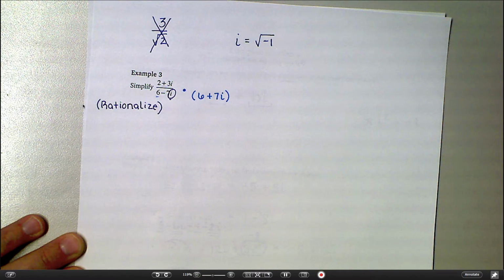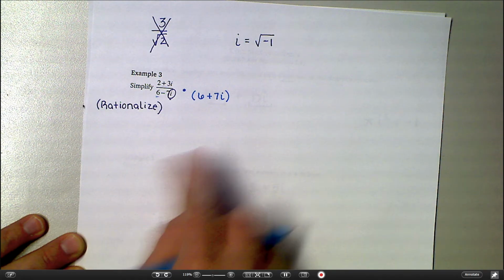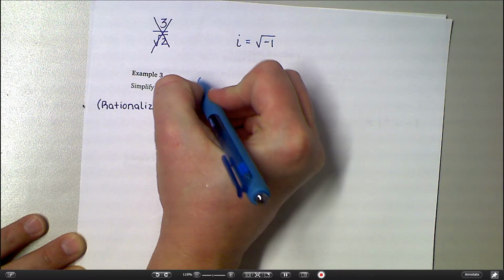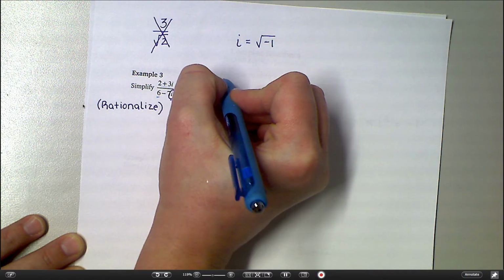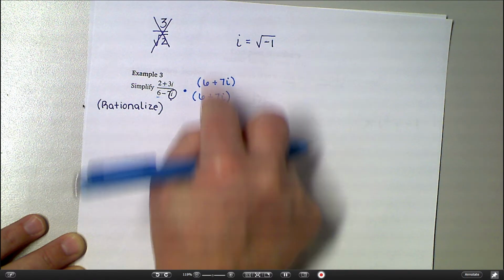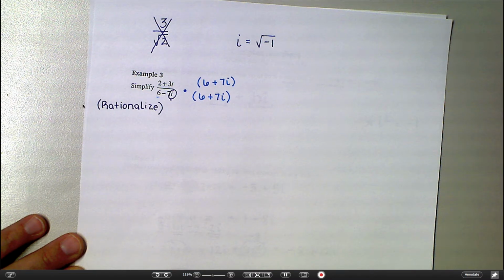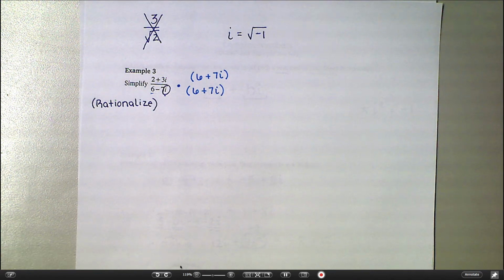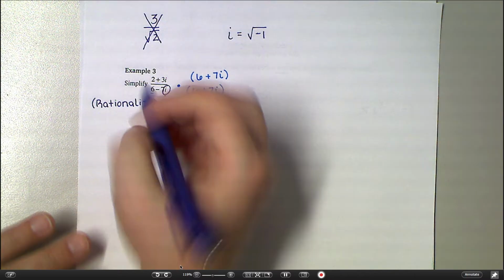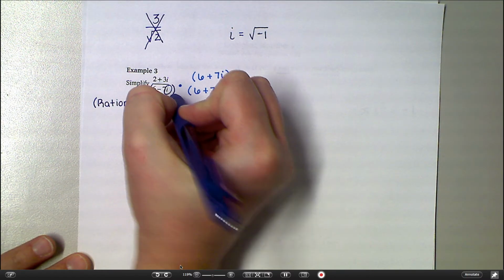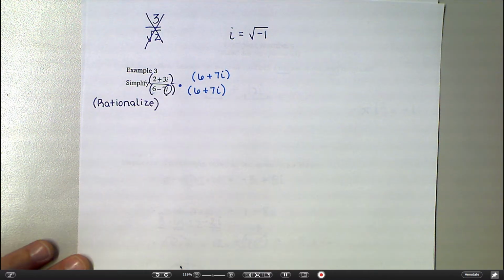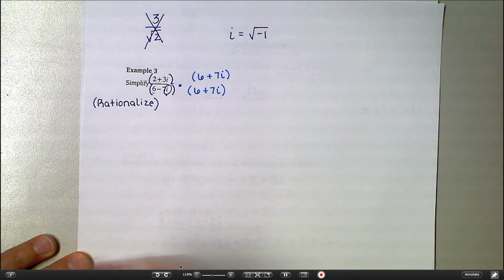Okay? But thinking about your rules of fractions, I can't just multiply the bottom by that 6 plus 7i. I also have to multiply the top by 6 plus 7i. So I have to multiply top and bottom the same way. Now, that's not going to cancel out the i's up on the top, but we don't care about the i's up on the top. It's the one on the bottom that's causing us some problems. So this is just going to take a whole lot of FOIL. You've got parentheses here, you've got parentheses here. I'm going to multiply across on the top and then multiply across on the bottom, and then I'll do all my simplifying.